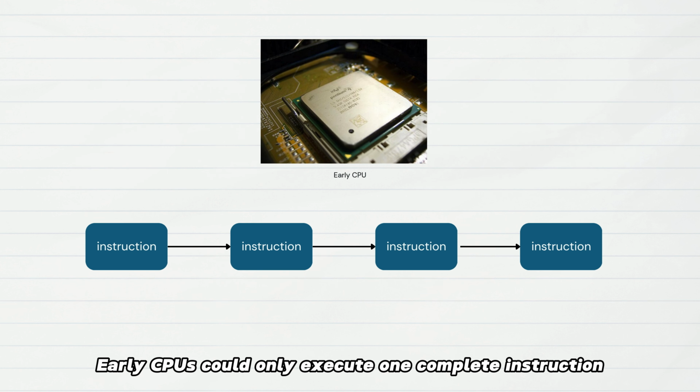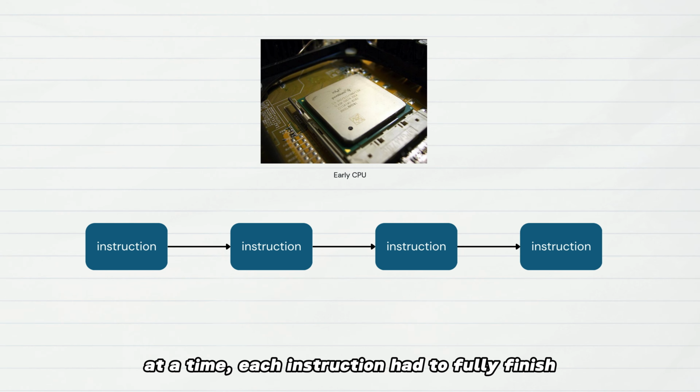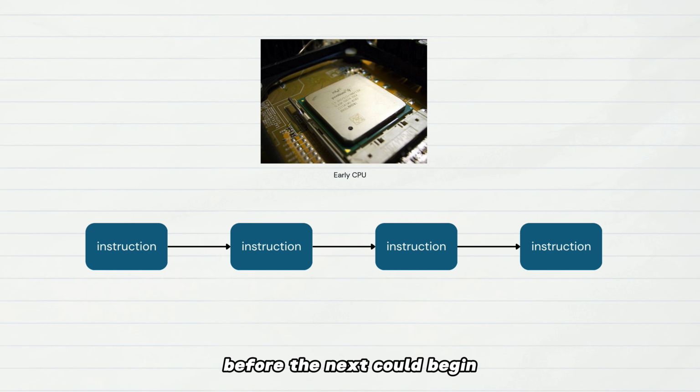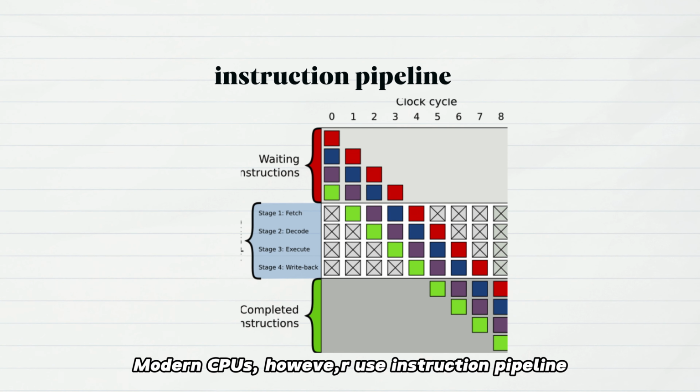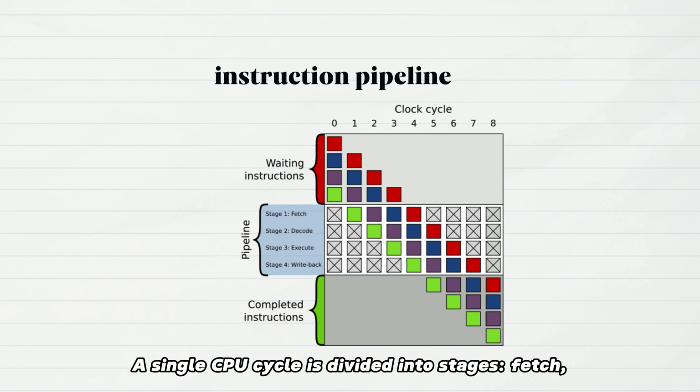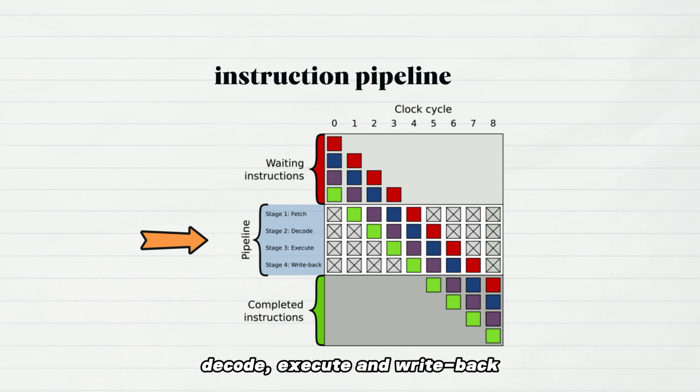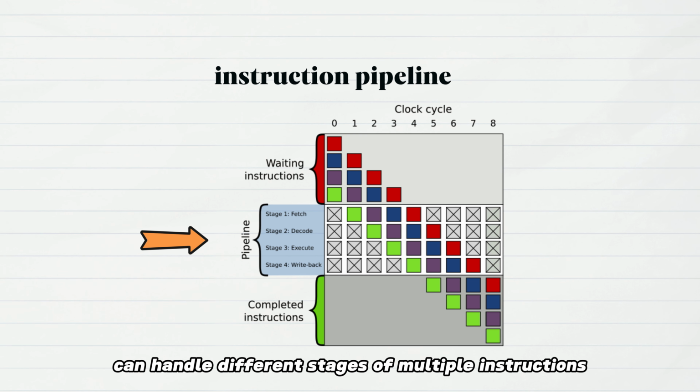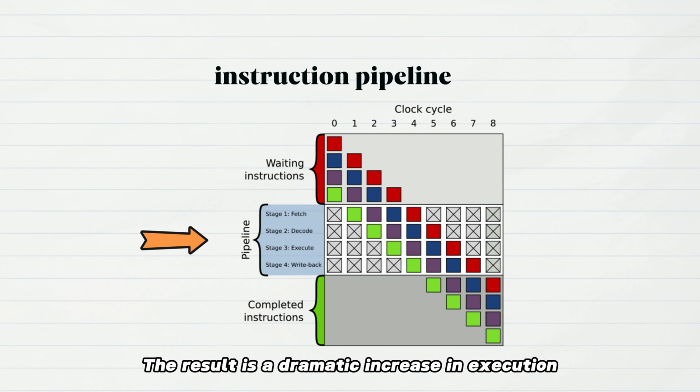Early CPUs could only execute one complete instruction at a time. Each instruction had to fully finish before the next could begin. Modern CPUs, however, use instruction pipeline. A single CPU cycle is divided into stages: fetch, decode, execute, and write back. The CPU can handle different stages of multiple instructions at the same time. The result is a dramatic increase in execution efficiency.